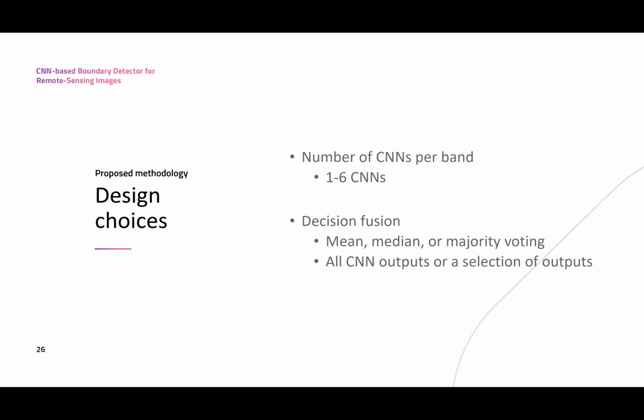There are many design choices. One of them is how many convolutional neural networks per band. We tried from 1 to 6, and we will share the results in a minute. The other one is how to combine. We have multiple convolutional neural networks. How can I combine all of these into one? There are many options. We've tested 3: mean, median, and majority voting. The other design choice is should I consider all of the confidence maps, or should I select from them? What is the best option? Shall I group them all and average them all, or not?